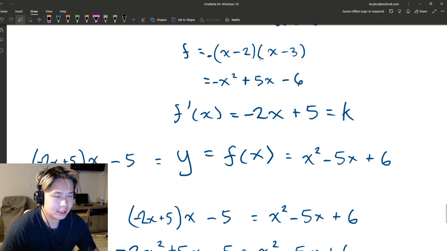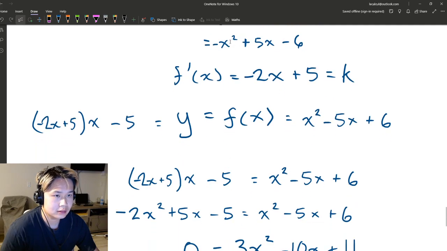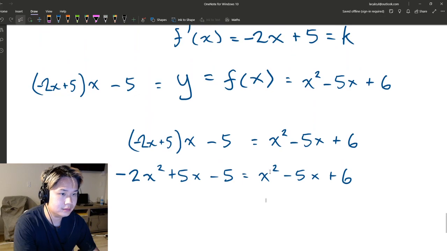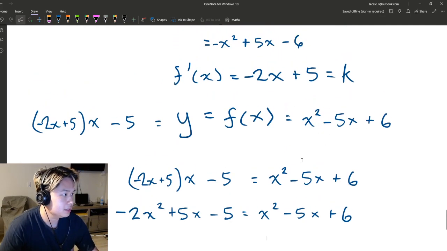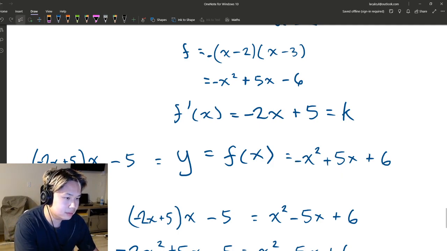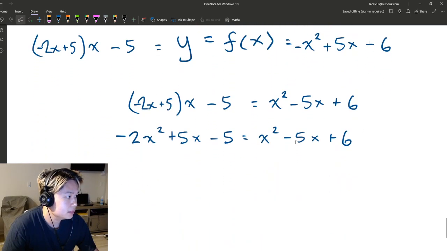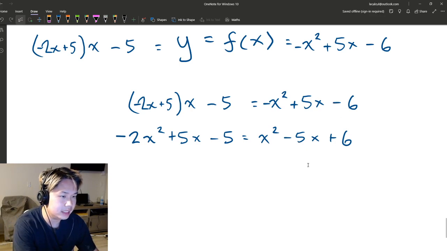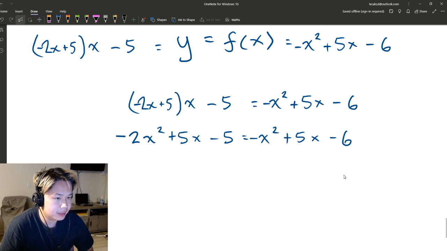But let me just check and make sure that everything's in the right spots now. Oh wait, no it's not. Shoot. Because f is also changed. So it should be negative, positive, negative. So negative, positive, negative, negative, positive.